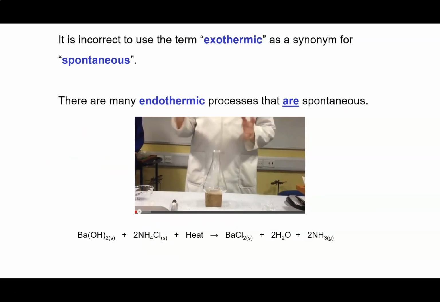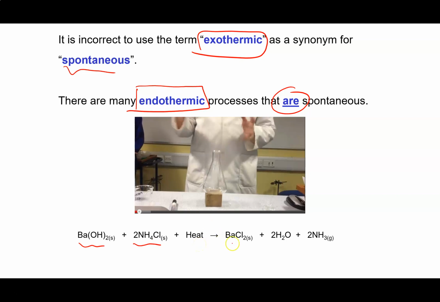Sometimes people mistakenly will assume that if a reaction is exothermic, then it is automatically spontaneous. And that is not the case. There are in fact many examples of endothermic reactions that are spontaneous. And a good example of this is the reaction between barium hydroxide and ammonium chloride. This reaction takes heat in, so it makes the surroundings cold, and it produces barium chloride solid, liquid water, and ammonia gas which has a characteristic smell.